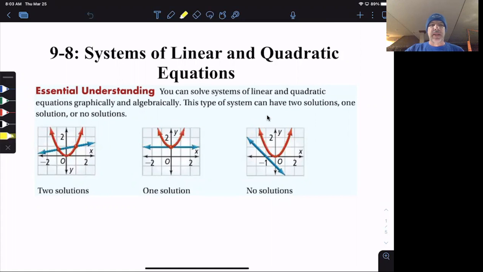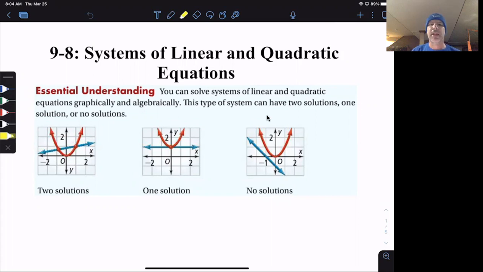All right, today we're looking at 9.8 systems of linear and quadratic equations. You can solve systems of linear and quadratic equations graphically and algebraically. We're going to look at both of those today. So there's going to be multiple ways for you to look at this. You can figure out which one makes the most sense to you.